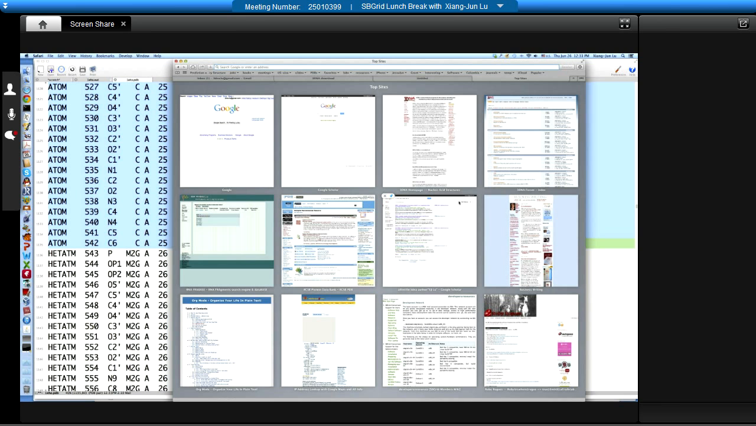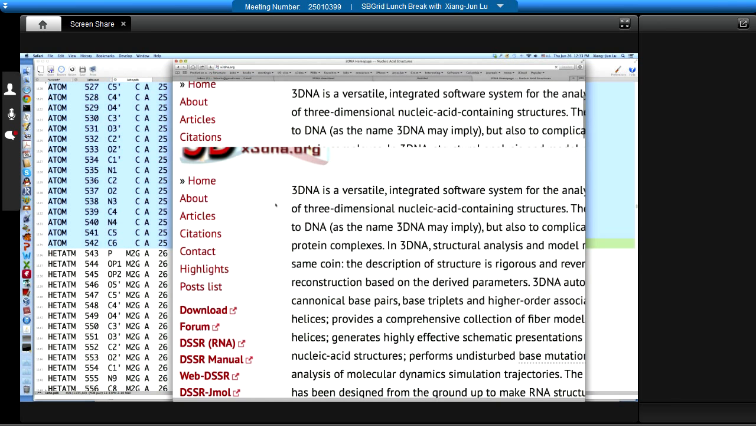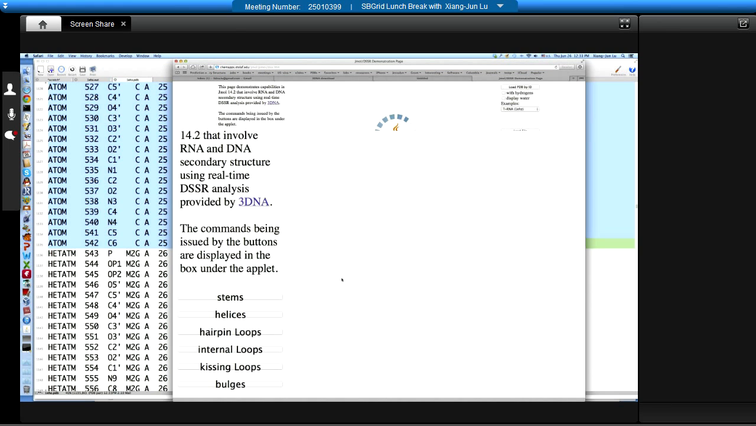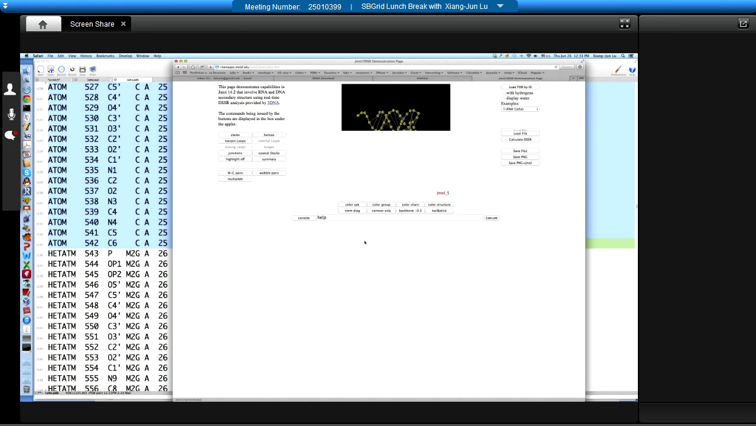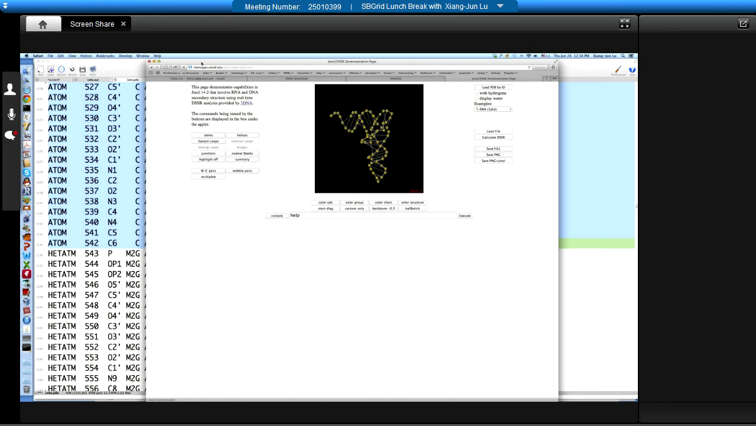And finally, I will give you a demo on how to run the program through Jmol. This is actually a very recent development. Let's make the screen bigger. From here, you can just load any of the PDB files. Suppose you got this one, and after this, you get this structure automatically.